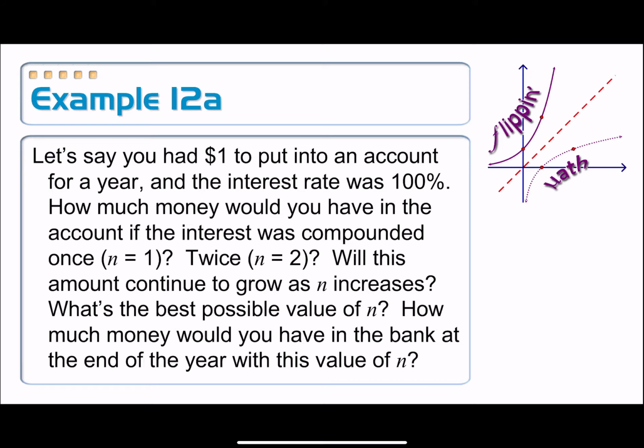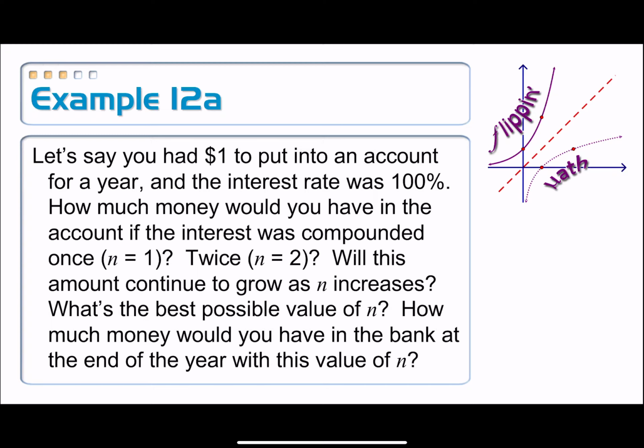How much money would you have in the account if the interest was compounded once? Well, remember what compound interest is? You put the money in the bank, they use your money, and they pay you for it. That's called interest. And then compound interest is when they take that interest and put it back into your account so that the next time they compute the interest, you have more in your account. So then it starts to accumulate faster.